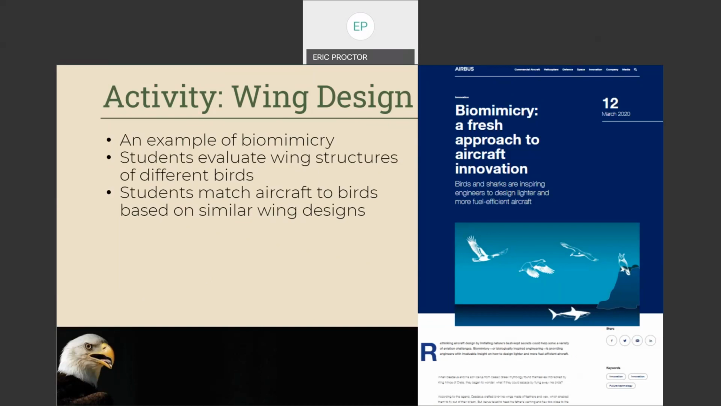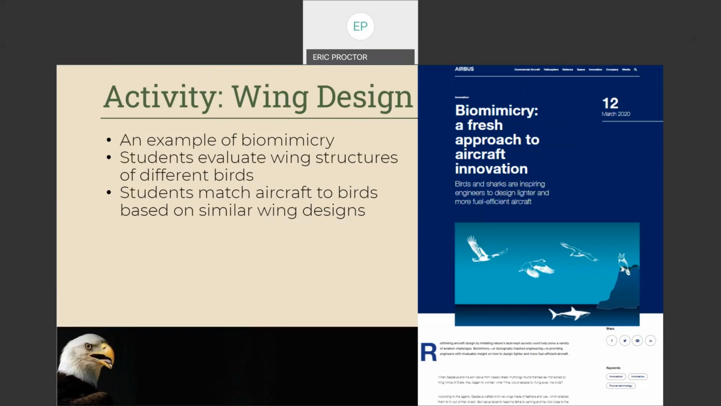Our first one of these activities looks at the concept of biomimicry, or the idea that engineers often look to see how nature solves a particular problem and see if we might be able to implement similar strategies. Airplane wing design is an example of biomimicry. In fact, you can see a screenshot of an article from Airbus, one of the largest aircraft manufacturers, which highlights the role of biomimicry in airplane design. So we are looking at how other animals fly, and they're also looking at sharks and how the streamlining of sharks may help us make more fuel efficient aircraft.